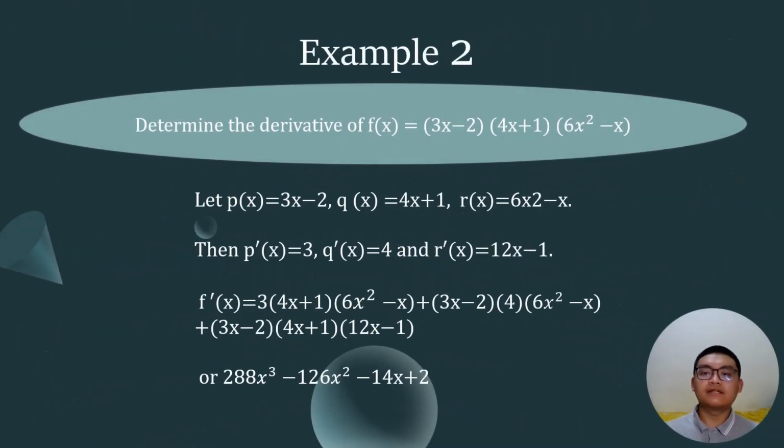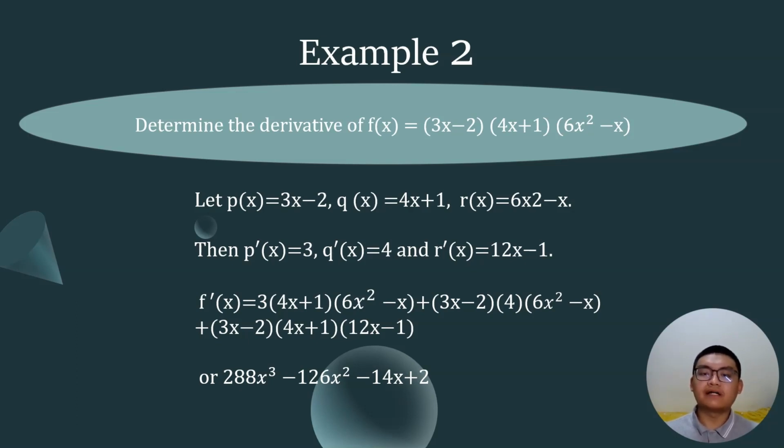Then here is example 2. Let's look at the example. We have a function, let's call it f of x, which is equal to 3x minus 2 times 4x plus 1 times 6x squared minus x. Then to find the derivative of this function, which we will call f prime of x, we need to use the product rule because the function is made up of 3 parts multiplied together.